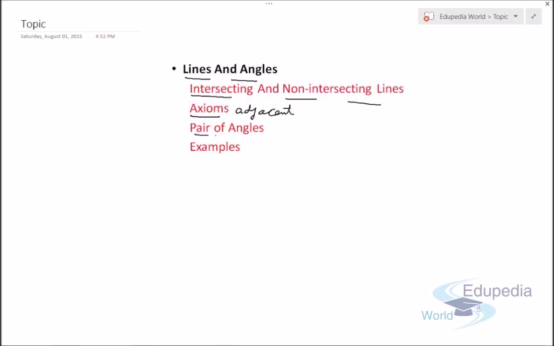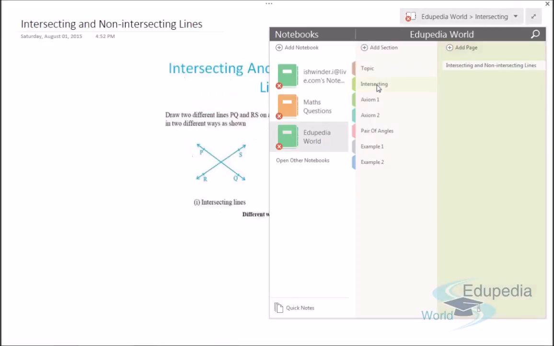Then we'll discuss pair of angles, what pairs of angles are and how we can use the concept of pair of angles. Then we'll discuss some examples to clear the concept, or how we can use these concepts, which are again very important from the exam point of view. So we follow the same strategy. We'll try to explain each and every concept through examples. So let's get started with the first concept, which is intersecting and non-intersecting lines.